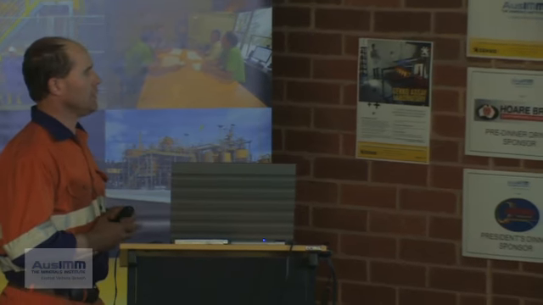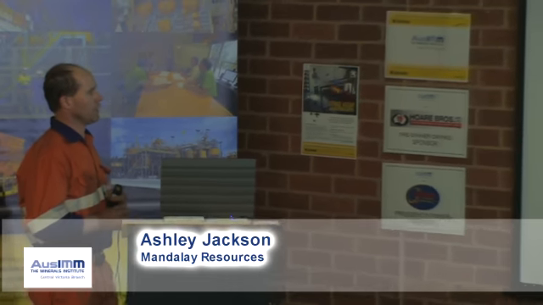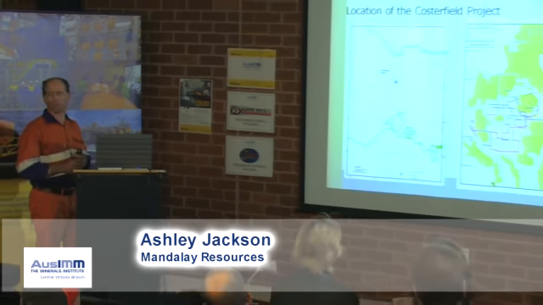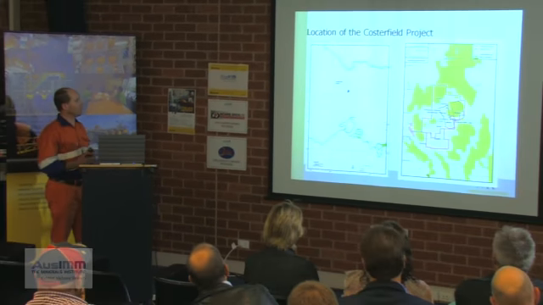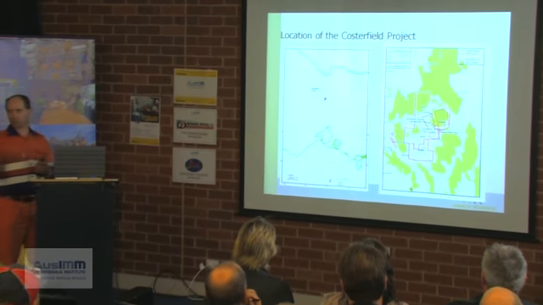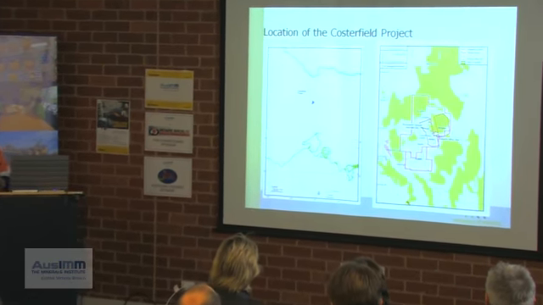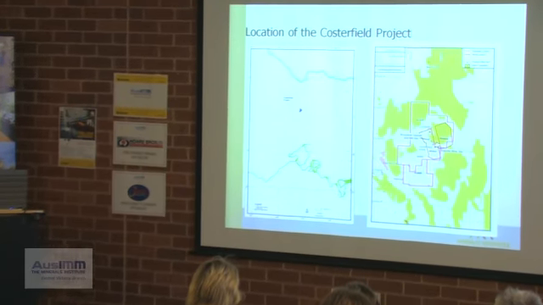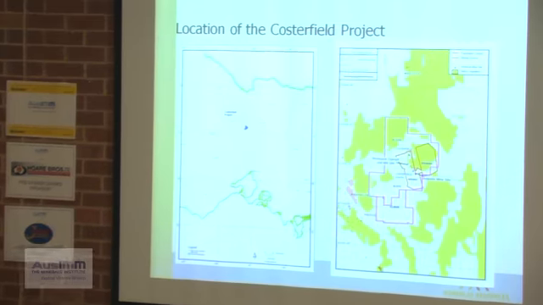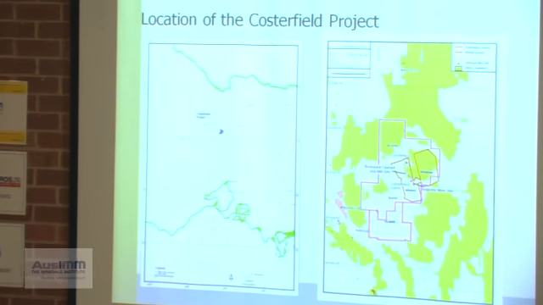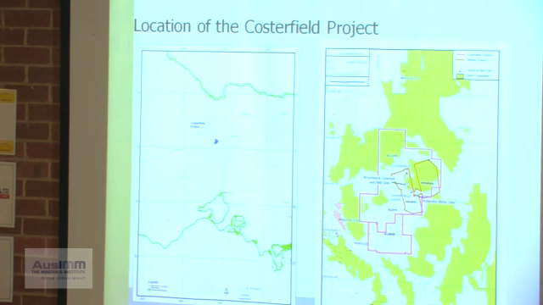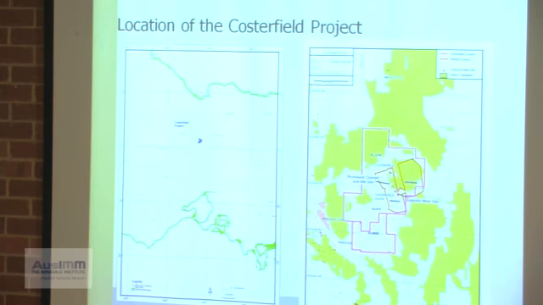All right, so the Costerfield Project is about 120 k's north of Melbourne and about 60 kilometres east of Bendigo. It's basically nestled in around a lot of the previous deposits that we've been talking about this morning, Redcastle, Nagambie, Rushworth, those sort of areas. So it's really in the thick of it there. I guess what we're about is looking at antimony potential as well as gold.